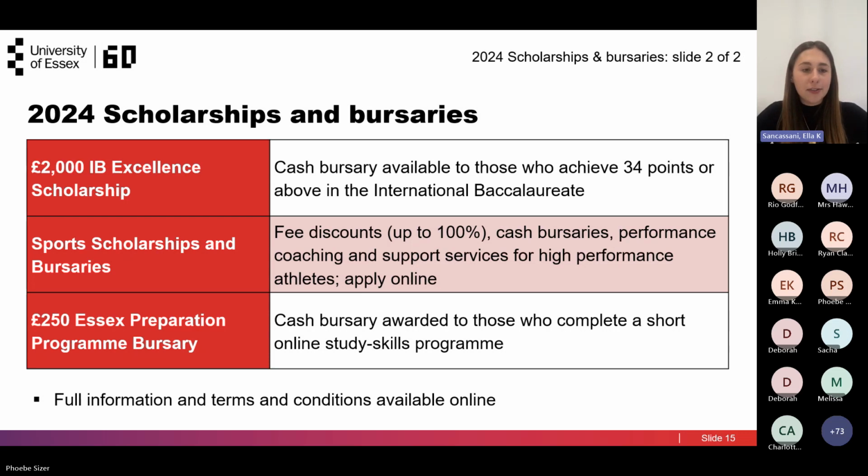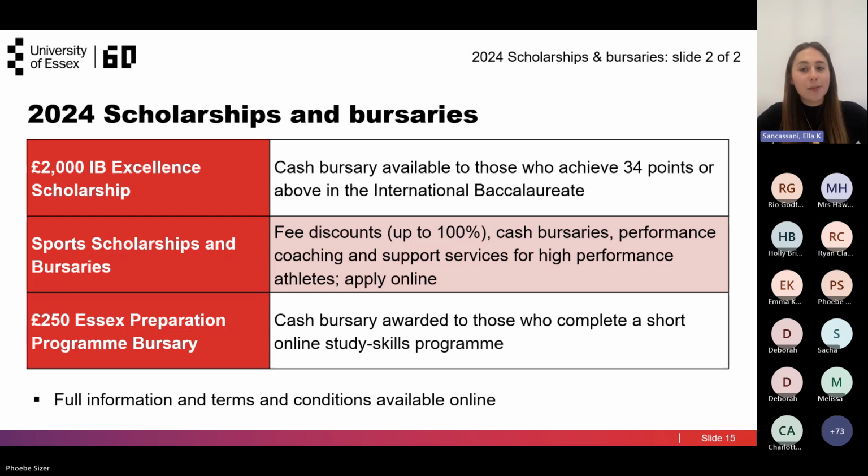And then we have the £250 Essex Preparation Programme bursary as well. This is a really great way to get some money that they don't have to pay back, but also help them transition to university studies. It is focused around a study skills programme. It's a short online course and there is a cash bursary attached to that for those that complete this before the deadline. As with the previous slide, full information and terms and conditions are available online.